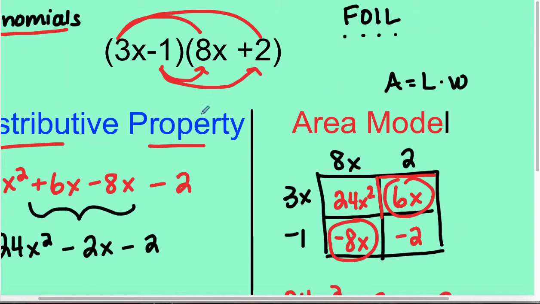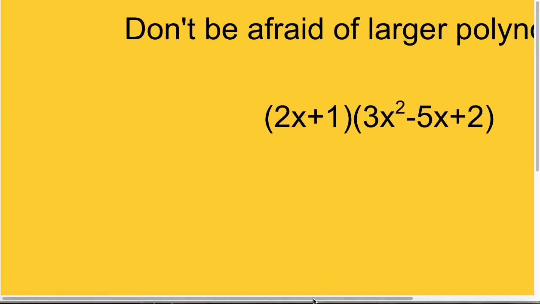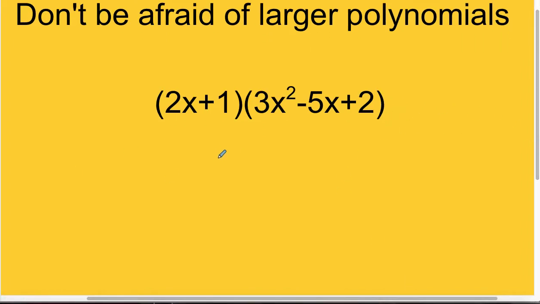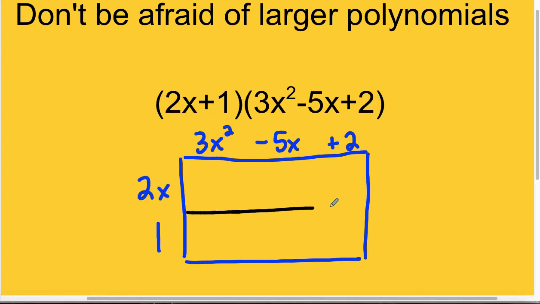Now the reason I like the area model is because when the polynomials get longer, such as this one, the area model works great because you can't FOIL this. You have to distribute, and distribute again. So watch how the area model can be neat and organized for us. So I tend to put the length across the top, so I'm going to do 3x squared minus 5x plus 2. Now make sure you bring the sign with it, and then 2x and 1. I'm going to make rectangles inside the polynomial, and then I'm going to just find the area of each box.